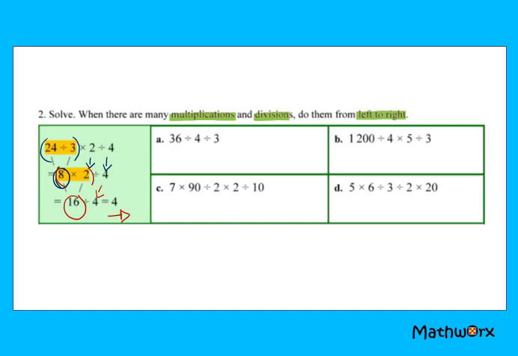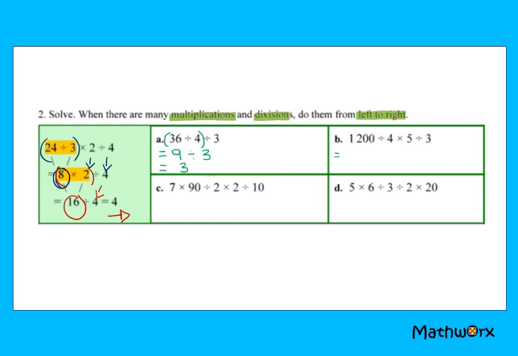Okay, so let's begin. Let's look at A. 36 divided by 4 gives me 9, divided by the 3, we're just going to put in its place there. And what's 9 divided by 3? It is 3.